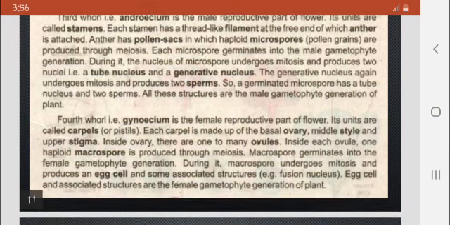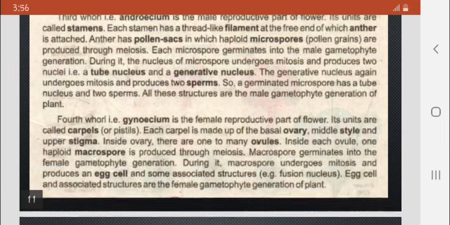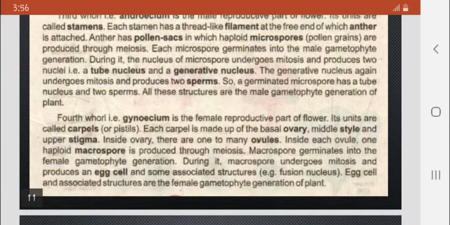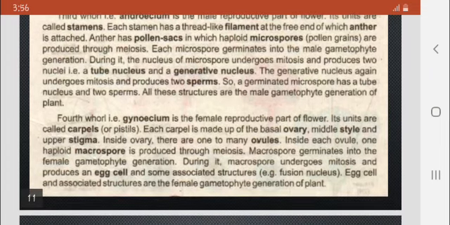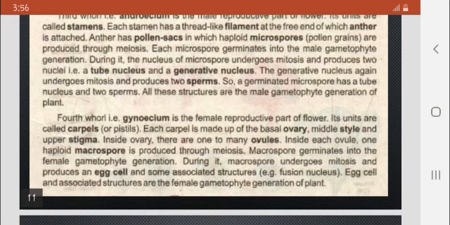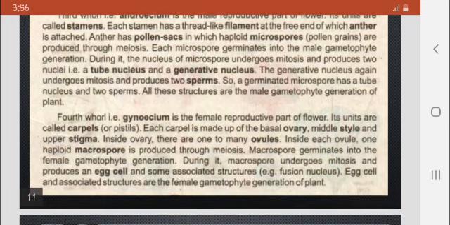The fourth whorl is the gynoecium, the female reproductive part of the flower. Its units are called carpel or pistil. Each carpel is made up of a basal ovary, a middle style, and an upper stigma. Inside the ovary, there are one to many ovules.